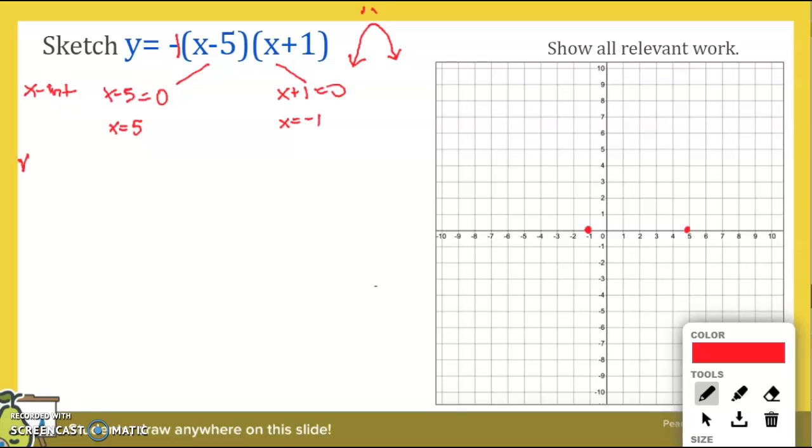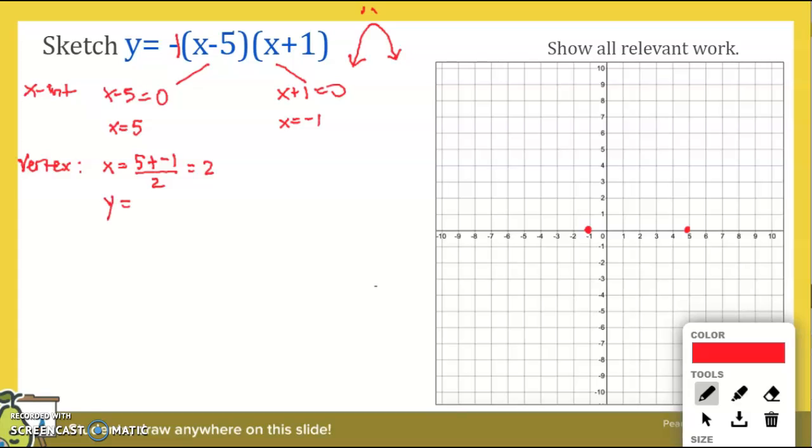What about the vertex? Okay, to figure out the vertex, remember the x-coordinate is always going to be the average of the two x-intercepts because it's going to occur right in between those two. The line of symmetry is going to be halfway between those two points. So to do that, we're going to add the two numbers, 5 plus negative 1, and then divide that by 2. That's going to be 4 divided by 2. That's 2. Okay, then if x is 2, what is y when x is 2?